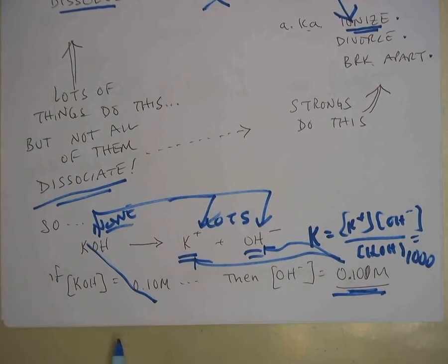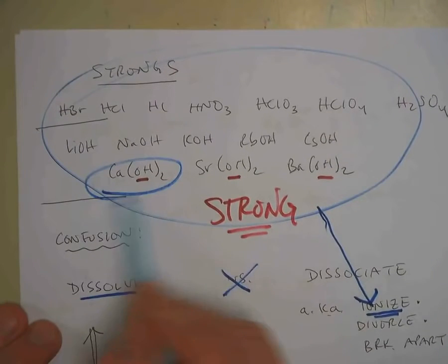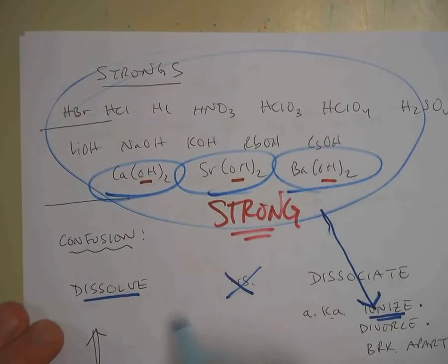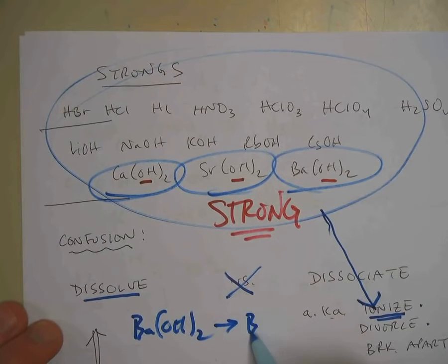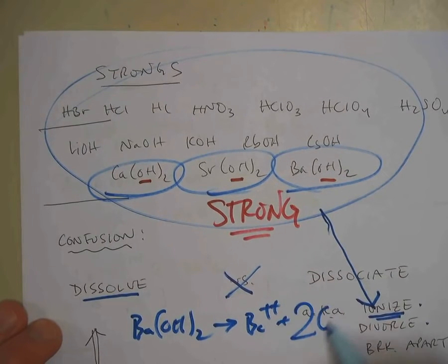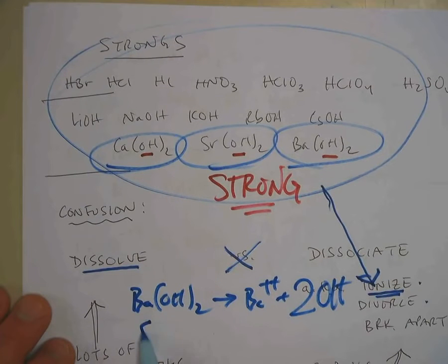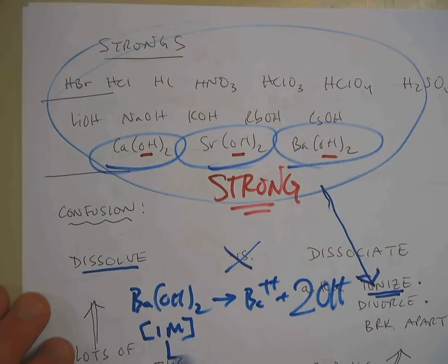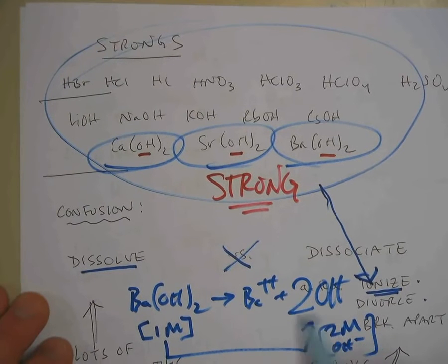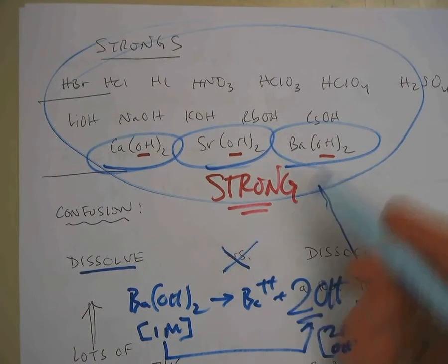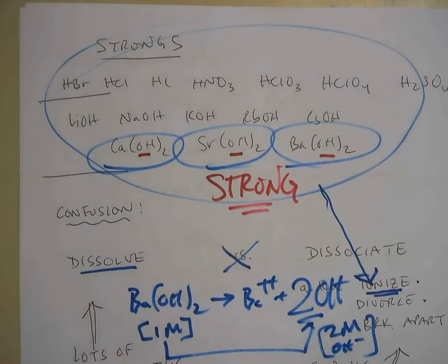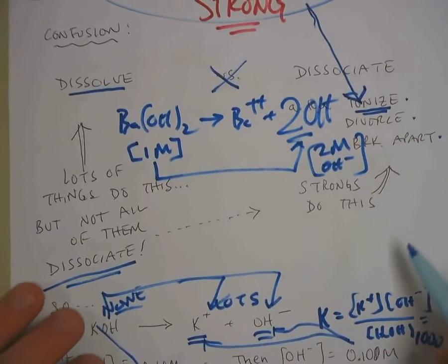This is why you have to be kind of worried about these, because when they dissociate, remember that for example, barium hydroxide will form Ba2+, but it will form 2 OH-, okay? So if the concentration of this is 1 molar, it will actually form a 2 molar solution in OH-, because there's 2 of these. So know your strong bases, know your strong acids, know that they fully dissociate, ionize, divorce, break apart.